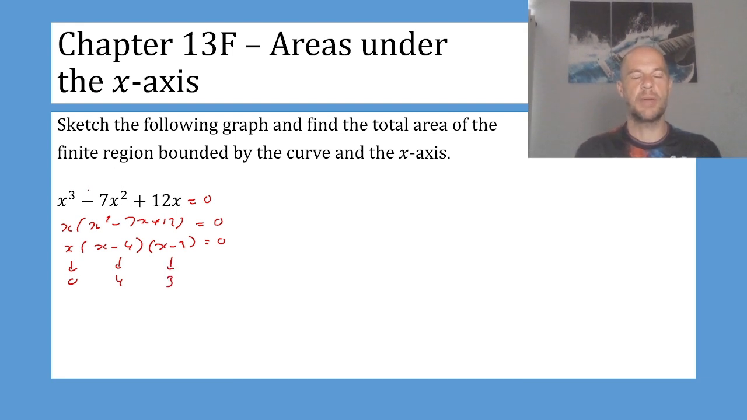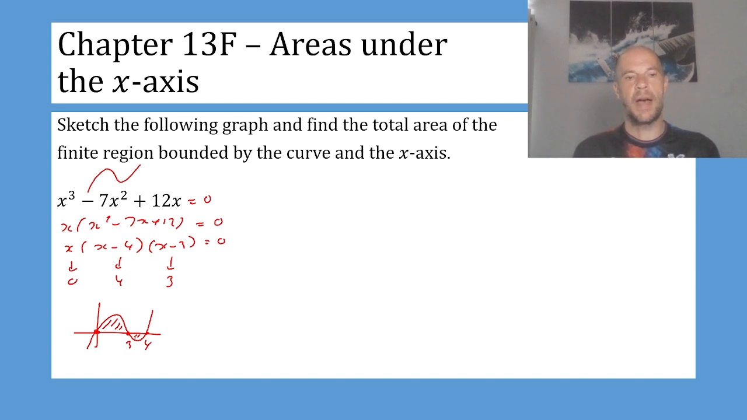So it's a positive cubic, so it's going to go up, down and up again. So it's going through the origin, it's going through 3, it's going through 4, so 0, 3, 4. Our cubic is going to look like that. So if I'm looking to work out the total area of the finite region bounded by the curve and the x-axis, I've got two areas, this one here and this one here. Now I need to do them separately.